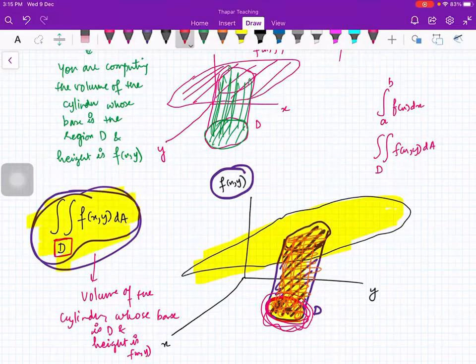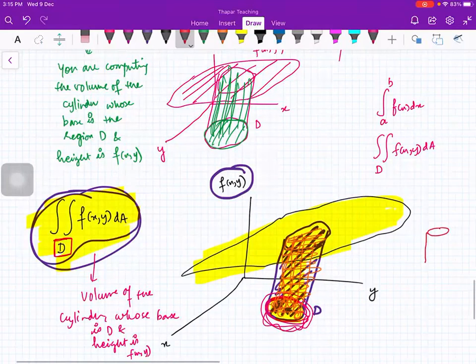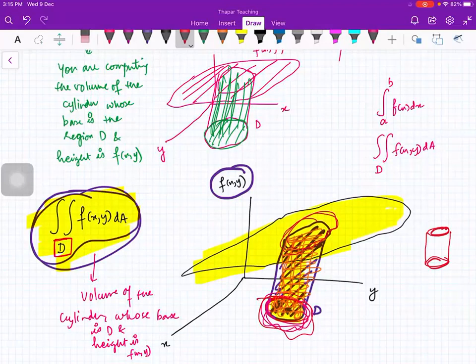Please make sure that I'm not talking about a right circular cylinder, because in a right circular cylinder this is a circle, this is a circle. Here we don't have this thing. This D can be anything, and this top also is not flat. It is not perpendicular. It can be anything. Is that okay?